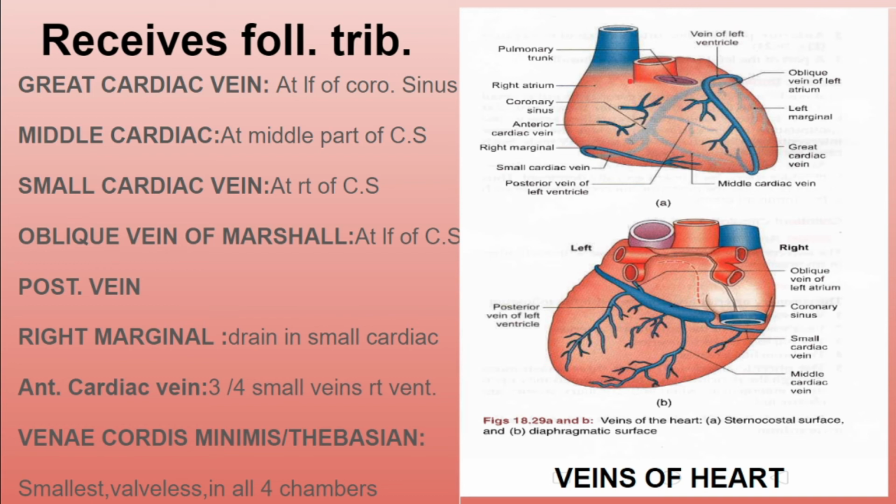Now the last, the venae cordis minimae, also called the Thebesian veins, are the smallest veins of the heart and are very numerous and small, and they are valveless as well and present in all 4 chambers of the heart. They open directly into the cavity. These are more numerous on the right side of the heart as compared to the left side. So we can make an assumption that this is one reason why left-sided infarcts of the heart are more common, because the left side of the heart has fewer venae cordis minimae.